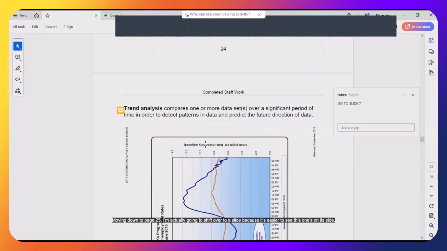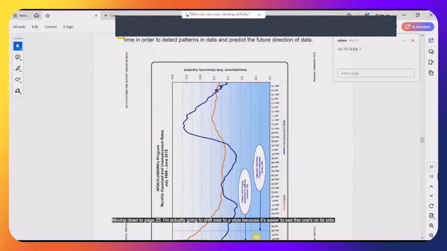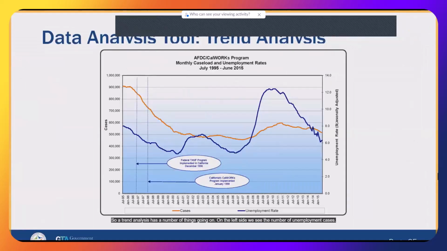Moving down to page 25, I'm actually going to shift over to a slide because it's easier to see. This one's on its side. So a trend analysis has a number of things going on. On the left side, we see the number of unemployment cases. And on the bottom, we see a 20-year period broken up into 6-month increments. And on the right side, we have the unemployment rate. And we can see the interplay between these gold and blue lines here. Gold are cases and the blue is the unemployment rate.